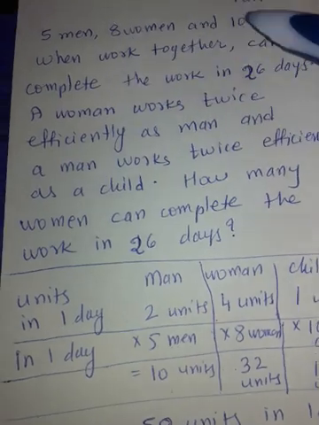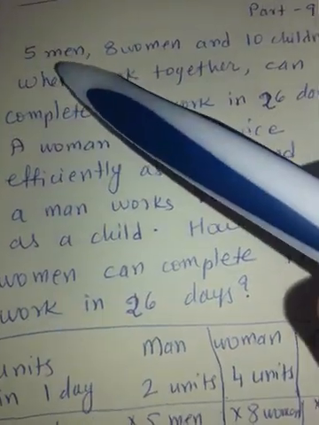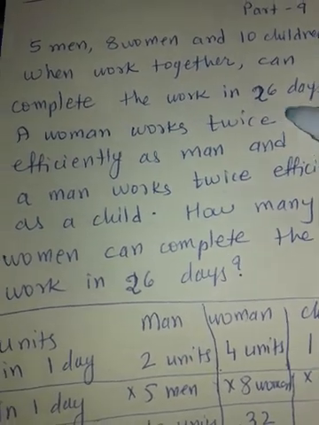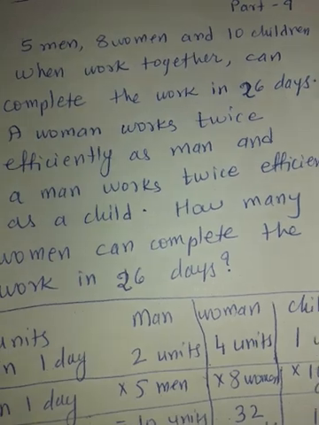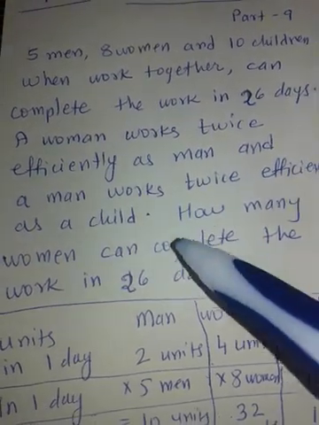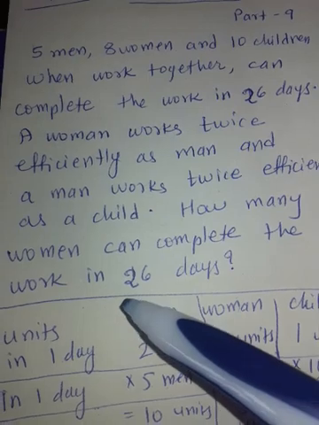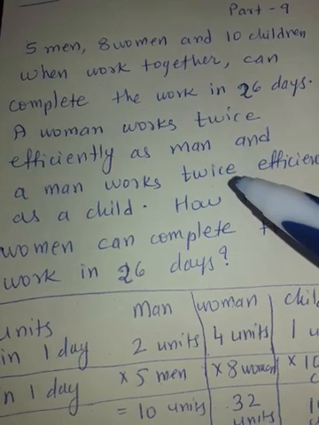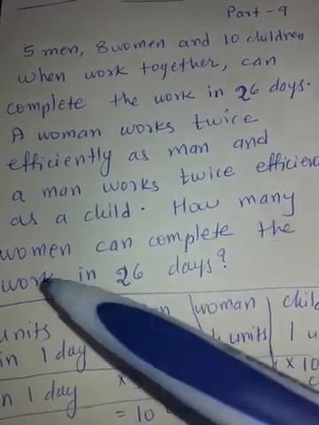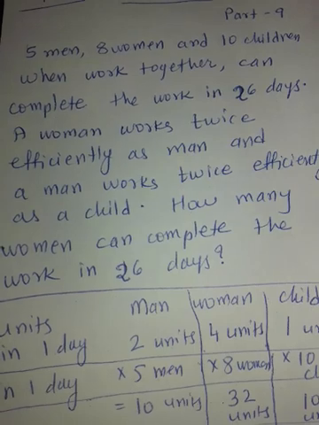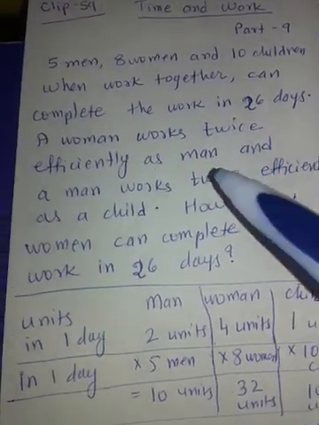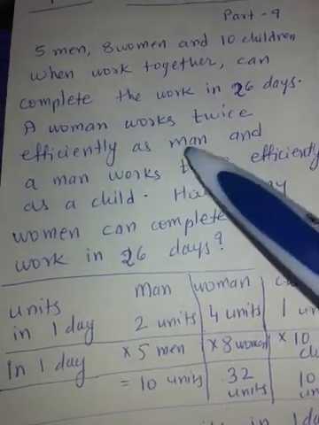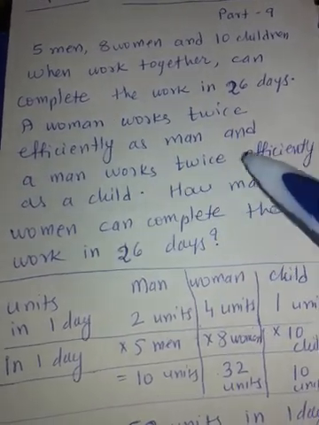Whenever this type of example is given, there is a set of 5 men, 8 women and 10 children, and they are finishing the work in 26 days. Always first find the total work units. That helps us decide how many women can complete the work. When we know the amount of work, only then will we be able to find this quantity. So first always find the total work. For that we need to use this efficiency. They are saying a woman works twice as efficiently as a man, and a man twice as a child.